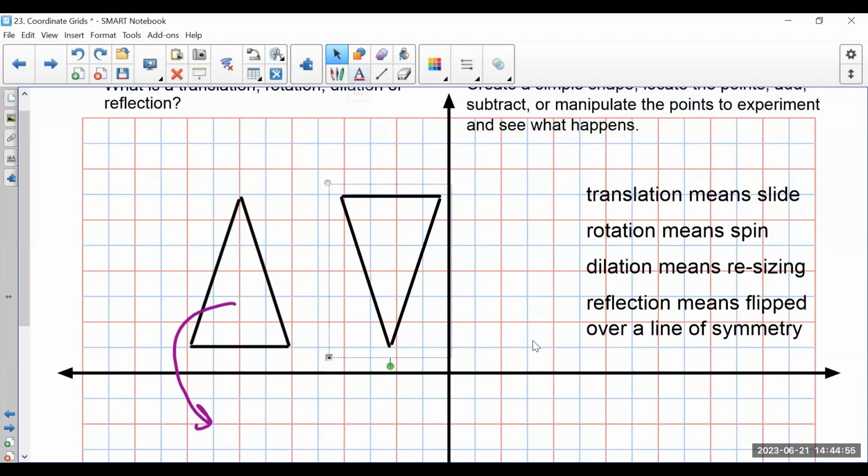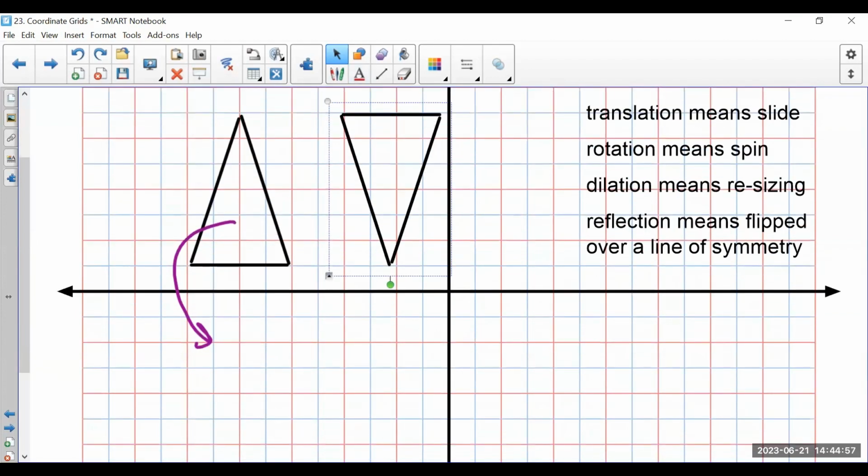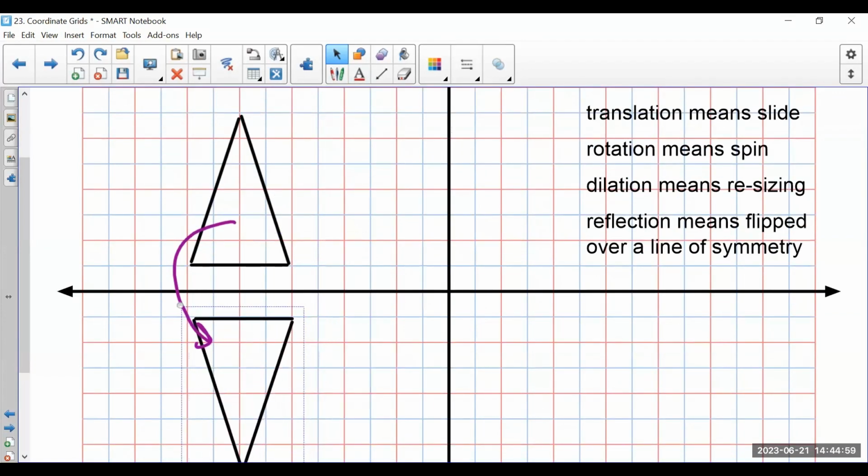Oh, I have to get some more room. There we go. So it would look like this. That would be that shape reflected, like a mirror, over the y-axis.